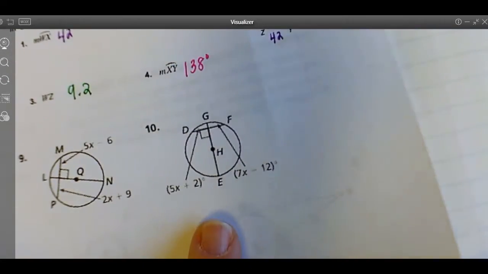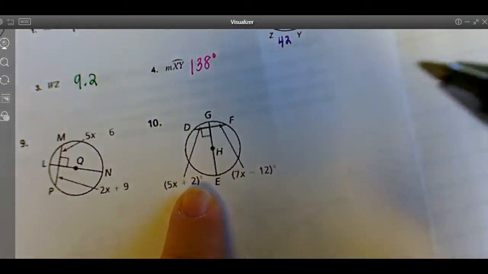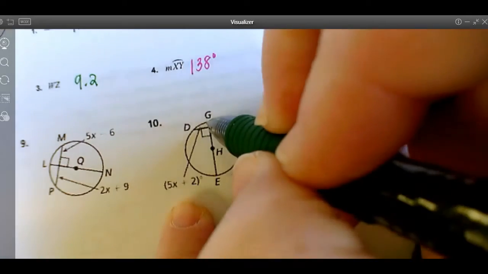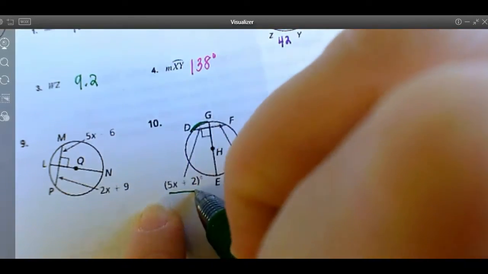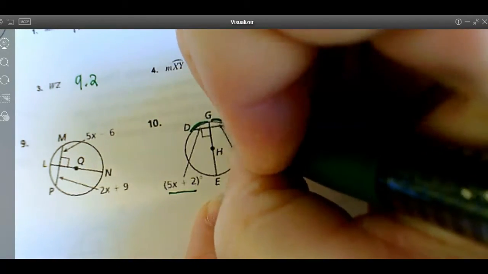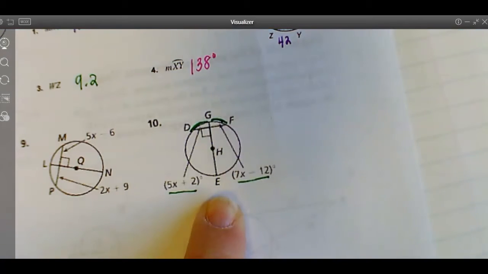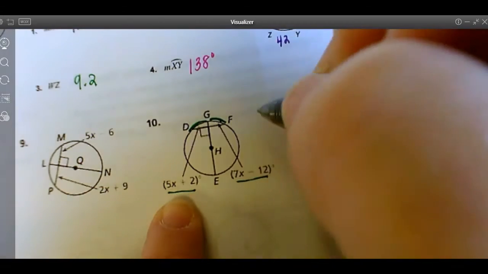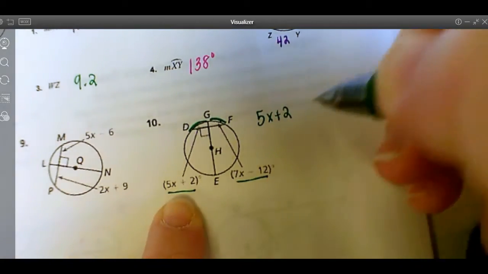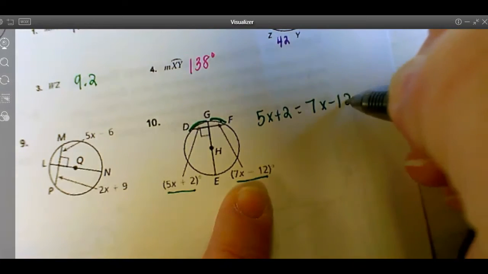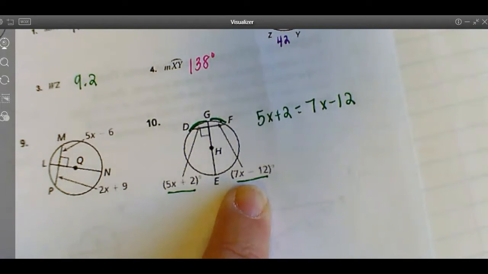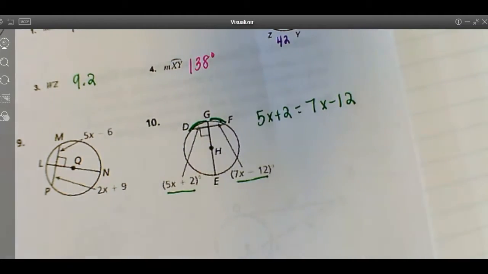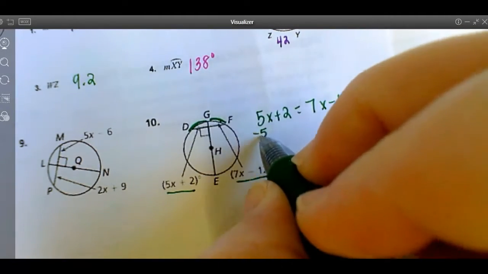Let's skip on over to number 10. So it's telling me that this arc is this, and this other arc is this. So what I do is I try to set those two things equal to each other to try to find the arcs. So I take 5x plus 2, and I set it equal to 7x minus 12. And then I solve, because I know if it's a perpendicular bisector, the arcs are the same. So I'm going to subtract 5x on both sides.